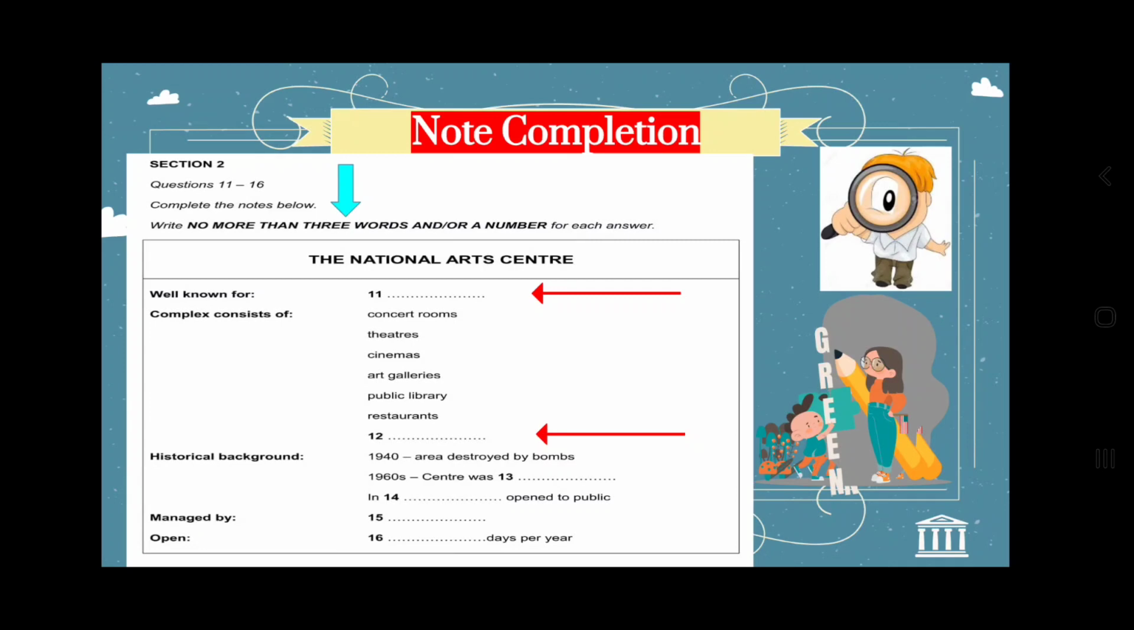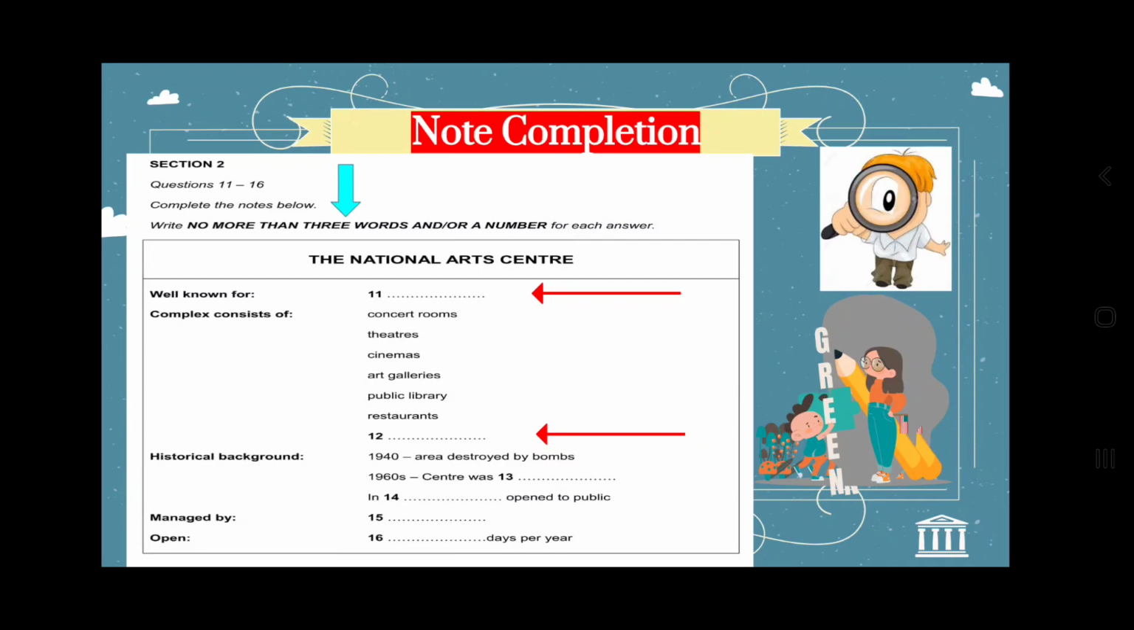So we have 1940, historical background. 1940, area destroyed by bombs. 1960s, which is almost 20 years later. So 1940s would be in the World War, so some bomb stories, and then 1960s would probably be a reconstruction of the building, and the centre was what? You see, was reopened or reconstructed. It would make sense to be one of those or something similar to those.